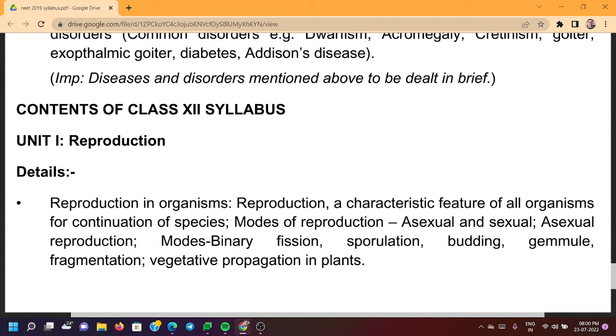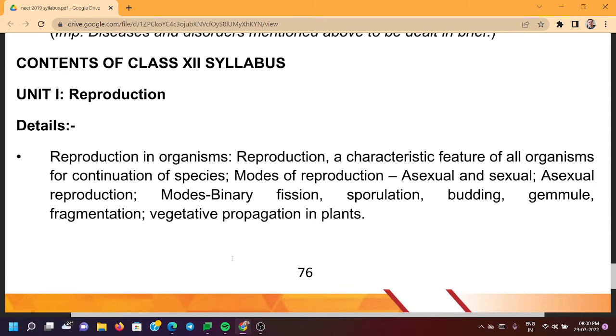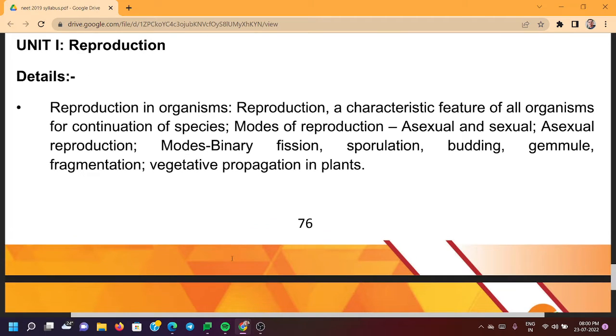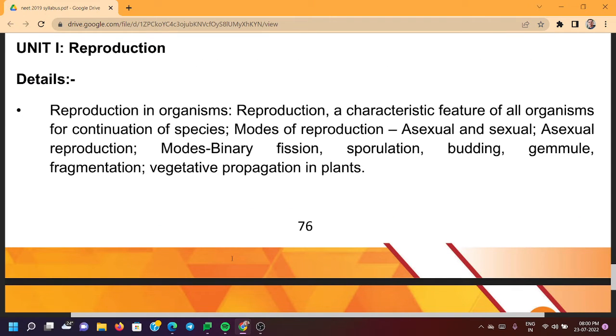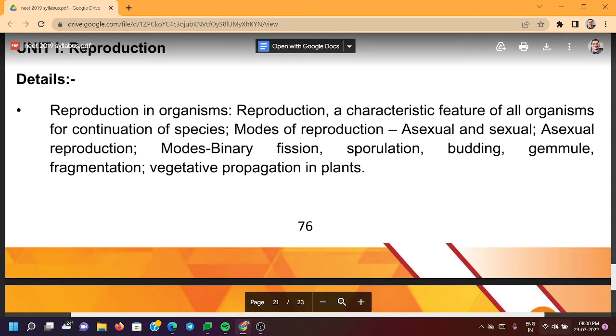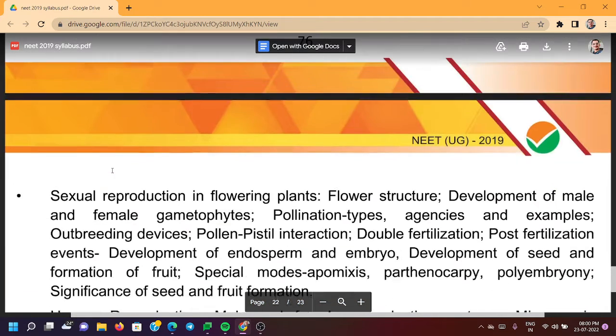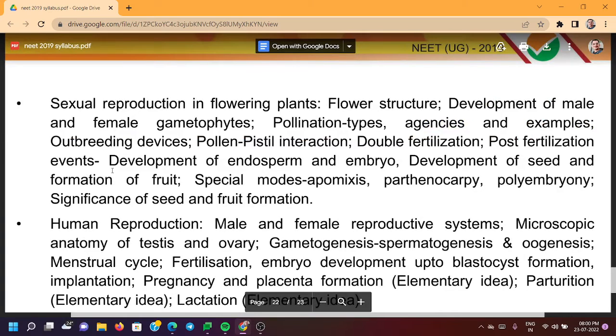Now let's read about the contents of the class 12th syllabus, Unit 1, Reproduction. Class 12th Biology: reproduction in organisms, reproduction a characteristic feature of all organisms for continuation of species, modes of reproduction, asexual and sexual. Asexual reproduction modes: binary fission, sporulation, budding, gemmule, fragmentation, vegetative propagation in plants. Sexual reproduction in flowering plants.